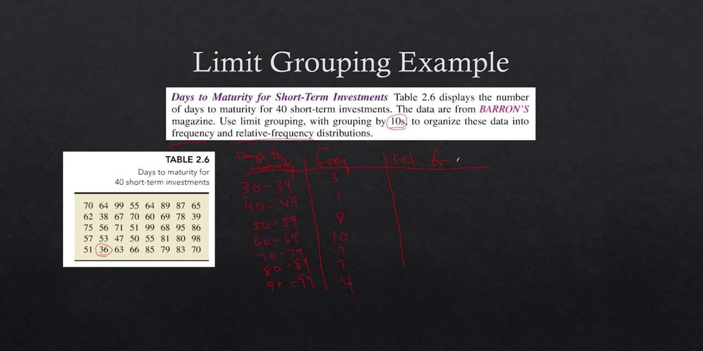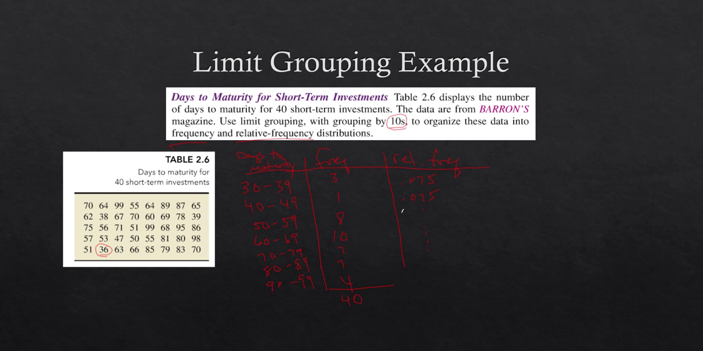So what is our relative frequency? Well, in order to find relative frequency, we need to know the total. So add all of these up, and you're going to get 40. So what we need to do is to divide each one of these frequencies by 40. And so you would get 0.075, 0.025, and so on, going all the way down until you got to the end. So that would be how we would get a frequency and relative frequency distribution.